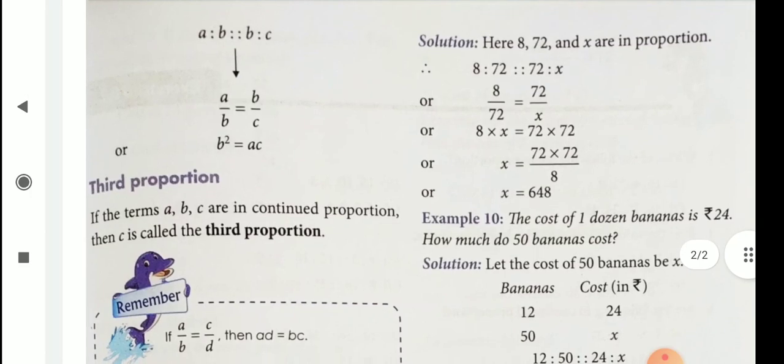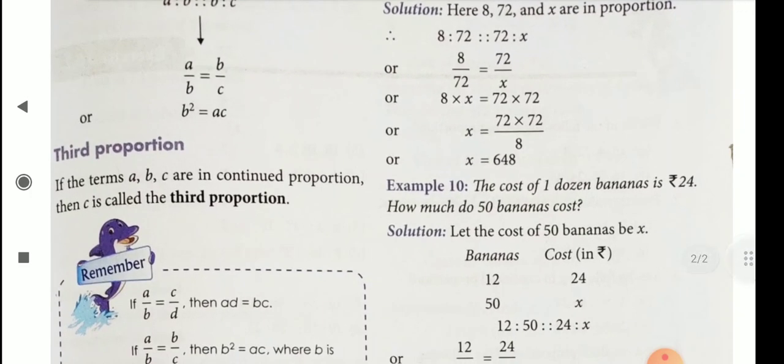Then third proportion. If the terms A, B, C are in continued proportion, then C is called the third proportion.